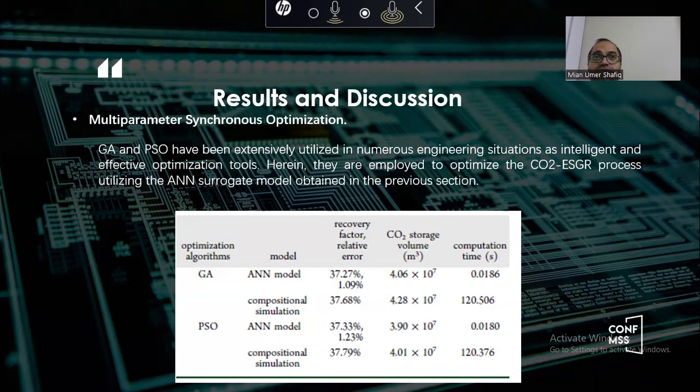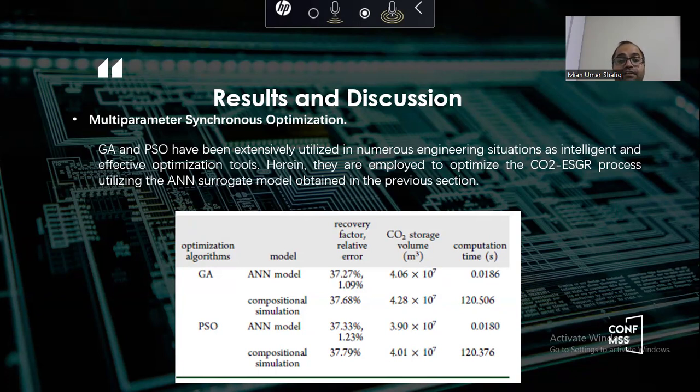The maximum shale gas recovery factor obtained by the combined PSO and ANN is 37.33%. That's the recovery factor. And that of combined GA and ANN is 37.27, both of which are higher than 29.82 and 36.89, which are obtained during the sensitivity analysis. Meanwhile, the ANN model consumes only about 1/16500 of the compositional simulation time for one case, confirming the high efficiency of the ANN surrogate model.